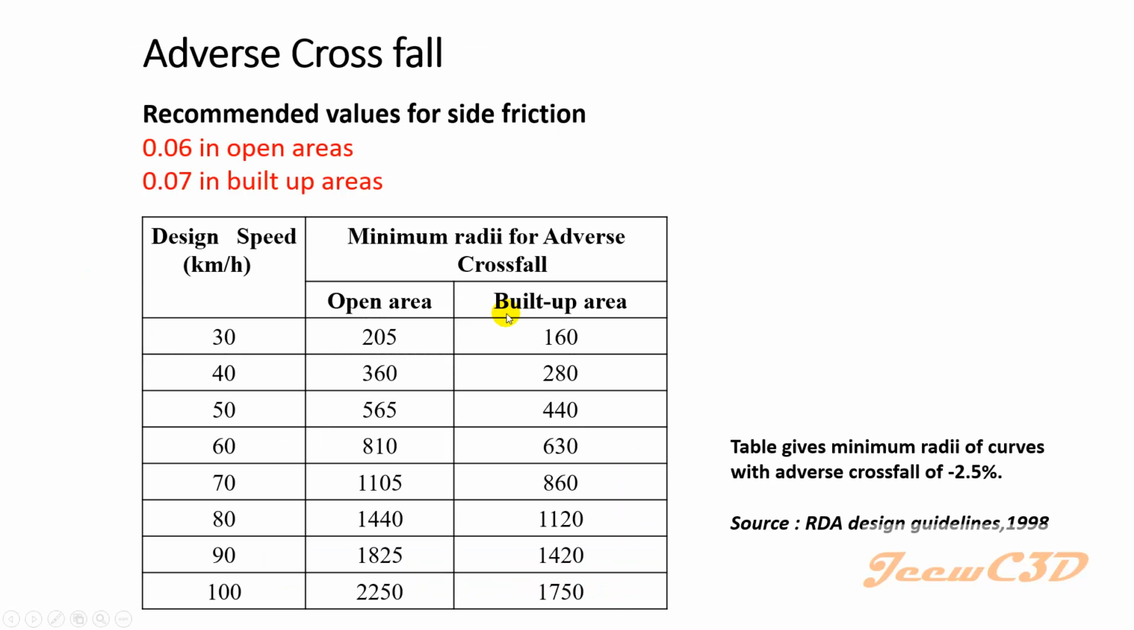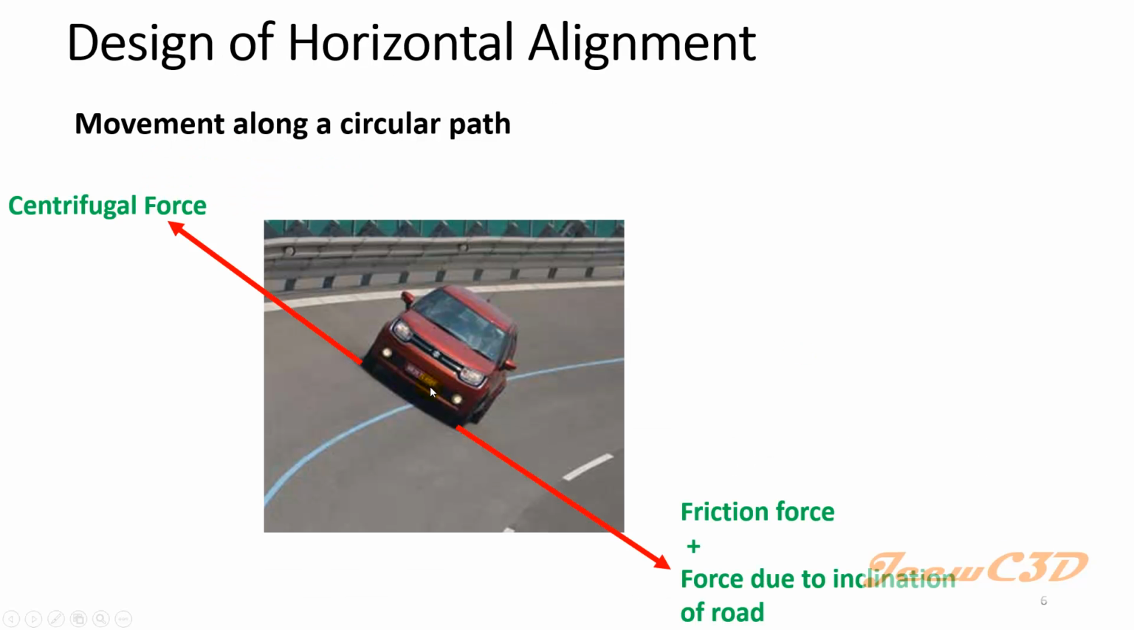Then we are looking at the concept called adverse crossfall. So what is adverse crossfall? To describe this, I will go back to the slide where we learned about motion along a circular path. In this slide we see the inclination of the road, and the friction force will counteract the centrifugal force.